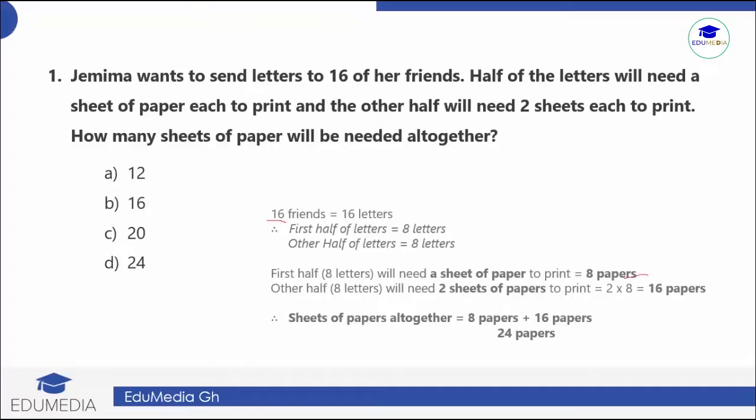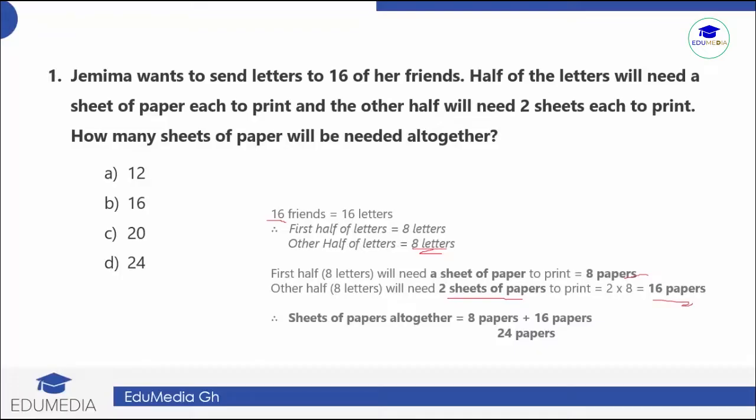All right. And then the other half, they said, will need 2 sheets each to print. So the other half, which is also 8 letters, will need 2 sheets of paper each to print. So that means it's going to be 2 times 8. Each of these 8 friends is getting a letter, but their letters take 2 pages, which is 2 sheets of paper. So that's going to be 16 papers.